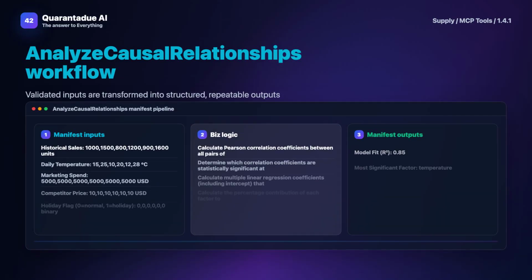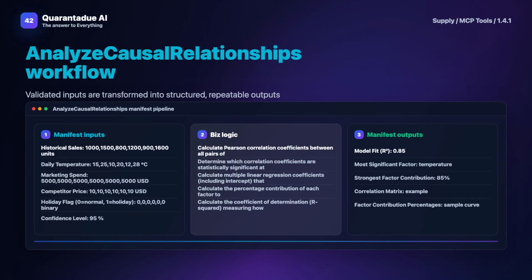The workflow then applies: calculate Pearson correlation coefficients between all pairs of variables, sales, temperature, marketing spend, competitor price, holiday flag. Determine which correlation coefficients are statistically significant at the chosen confidence level using t-test. Calculate multiple linear regression coefficients, including intercept, that predict sales from all factors simultaneously.